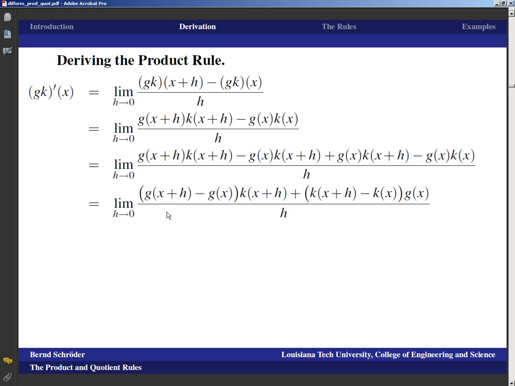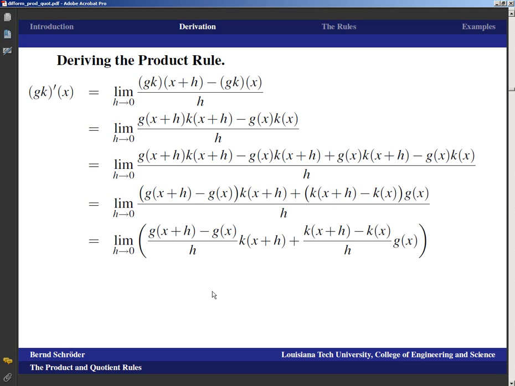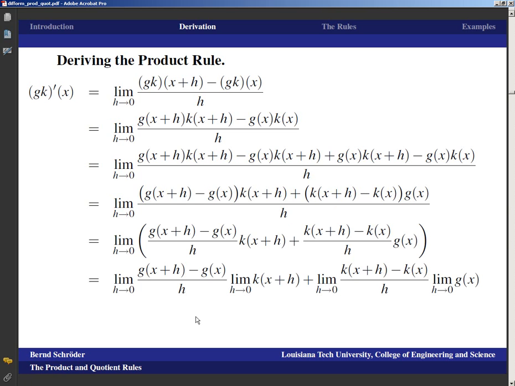divided by h. And here we can see that we've got a difference quotient for g because this thing is divided by h, and we've got a difference quotient for k because this thing here is divided by h. So we can puzzle the fractions apart. We get the limit as h goes to 0 of a difference quotient for g times k of x plus h, plus a difference quotient for k times g of x. And we can pull the limits inside now, because the limit laws allow that.